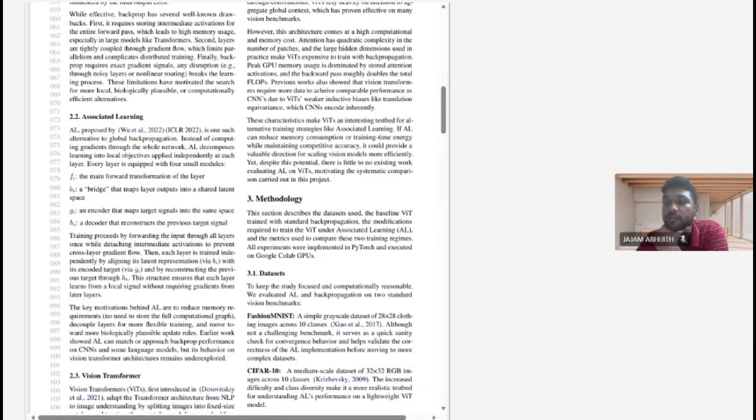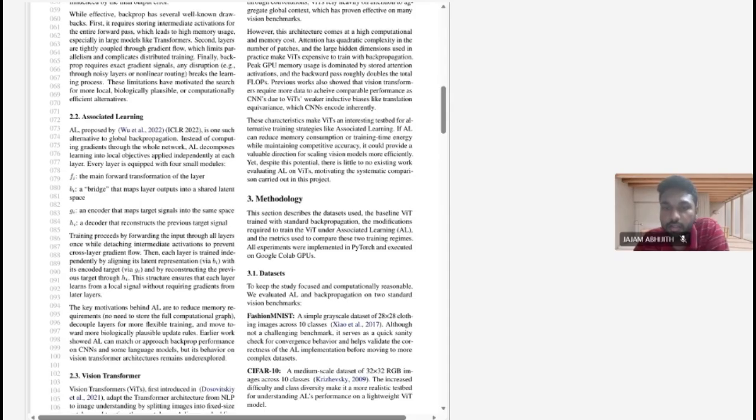Let me talk about how we actually did this study and what our experimental setup looked like. First, we needed to choose our data sets, right? So we picked two standard vision benchmarks to keep things reasonable and focused. So first thing is Fashion MNIST. It's a pretty simple data set with 28 by 28 grayscale images of clothing items across 10 classes. It is kind of easy. So we used it as a sanity check, basically to make sure our associated learning implementation was working correctly.